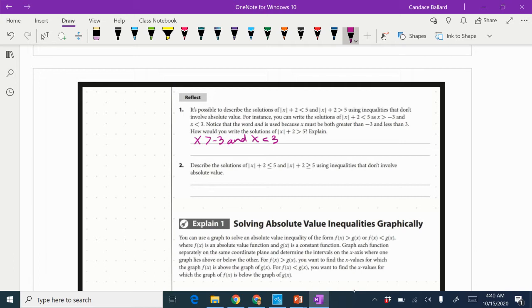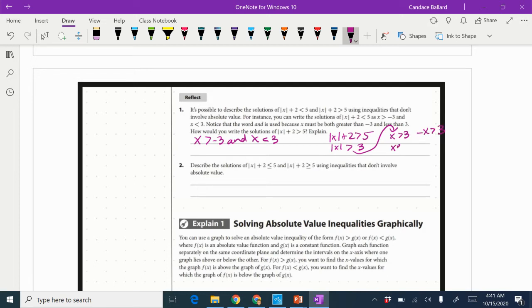How would you write the solutions of absolute value of x plus 2 is greater than 5? So if I'm going to do that equation, I'm going to move the 2 over to the other side by subtracting it, which gives me 3. And then we're going to do just what we did before with the equalities, is I'm going to write a positive expression and a negative expression.